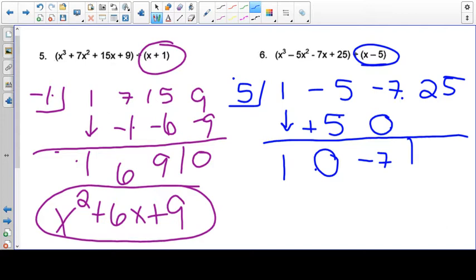So I have negative 7 times 5, which is negative 35. So 25 minus 35, which is negative 10. So my answer is x squared plus 0 x's, which means I don't have anything, minus 7 with a remainder of negative 10.